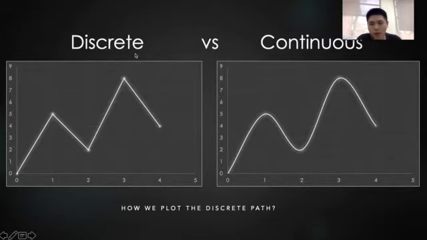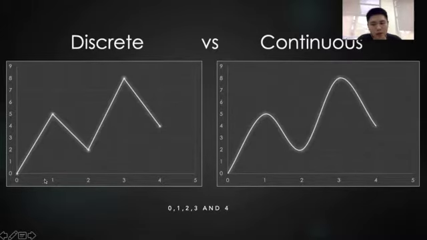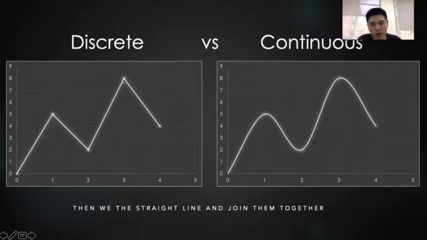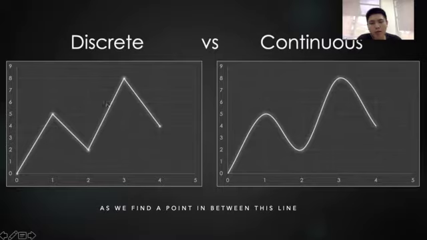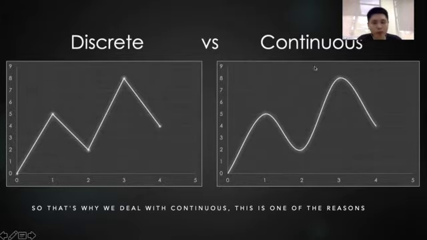So how do we plot the discrete path? Let's say we did an experiment, then we got the values at points 0, 1, 2, 3, and 4. Then we draw the straight line and join them together. And as we find a point in between this line, it might be close, but it is not so accurate. But in continuous, when we find any point, it can be as accurate as the real value. So that's why we deal with continuous. This is one of the reasons.